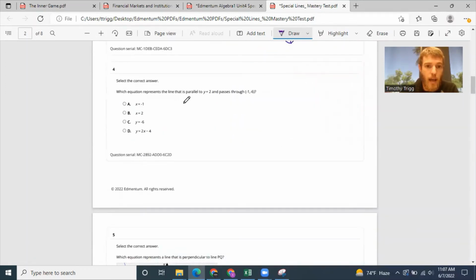Which equation represents a line that's parallel to y equals 2 and passes through -1, -6?